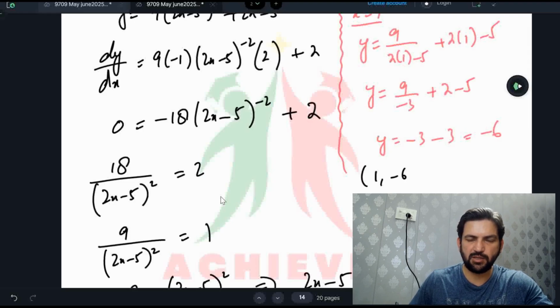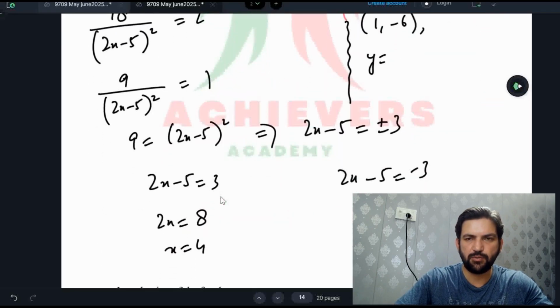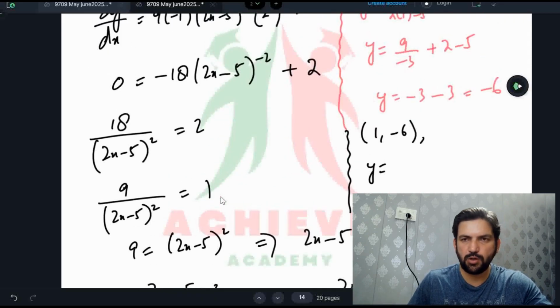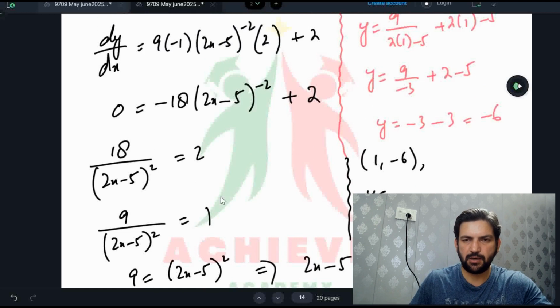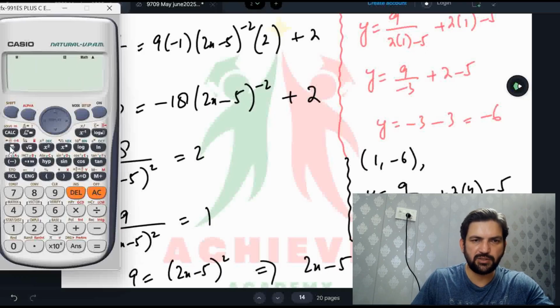For the other one we have to put 4. Now when we put 4, this should be 9 divided by (2 into 4 minus 5) plus 2 into 4 minus 5. If we use the calculator, we can get the final answer. Fraction 9 divided by (2 into 4 minus 5) plus 2 into 4 minus 5. So this will be equals to 6. y is equals to 6.